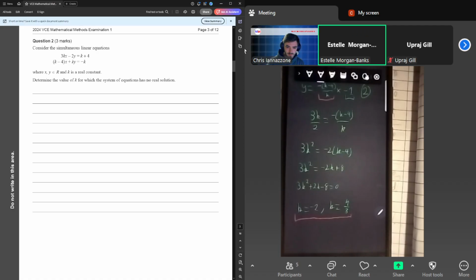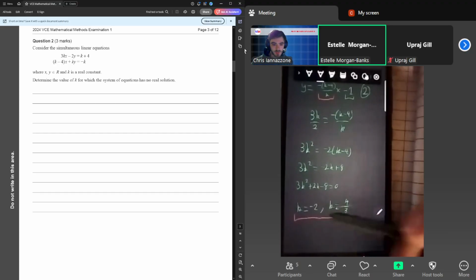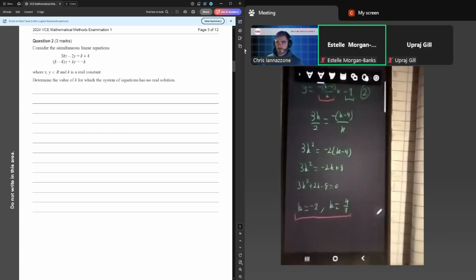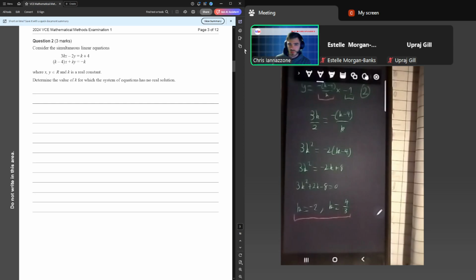Wait, sorry, what was the question? Yeah, so we've got our k values that are possible for gradients being the same. We now need to figure out which of these will also give a different y-intercept. What are some potential things we could do to figure that out? Do we just find the possible C values?